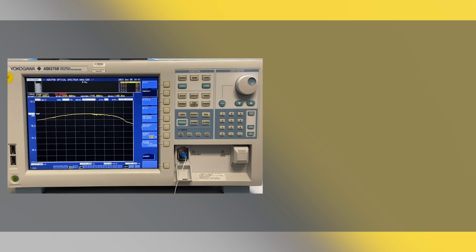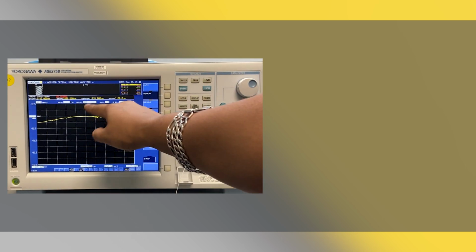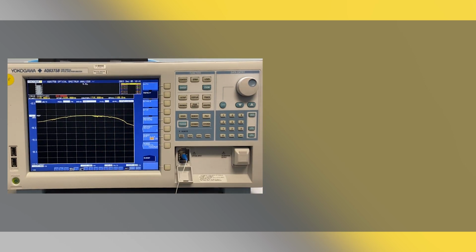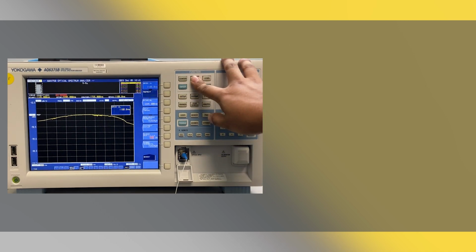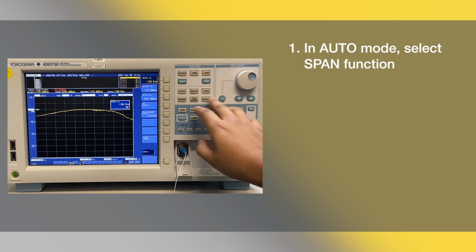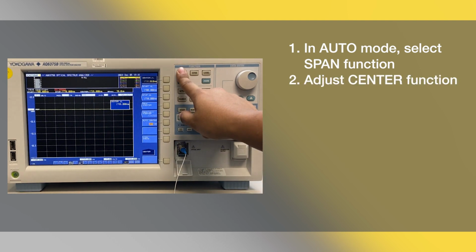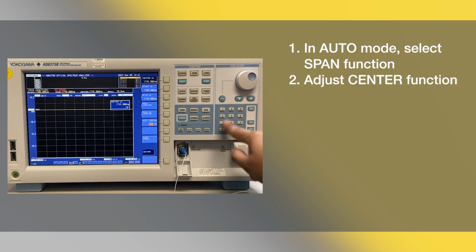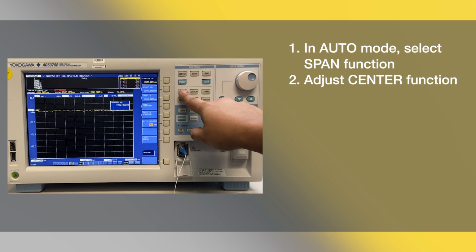So just doing an auto, we can see something in this 1900-ish area. So let's just sort of change our span. Let's change it to 70. And then let's have a center at 1900. And so we can see it.